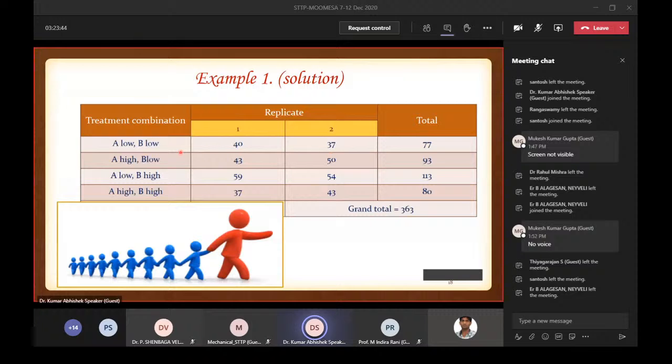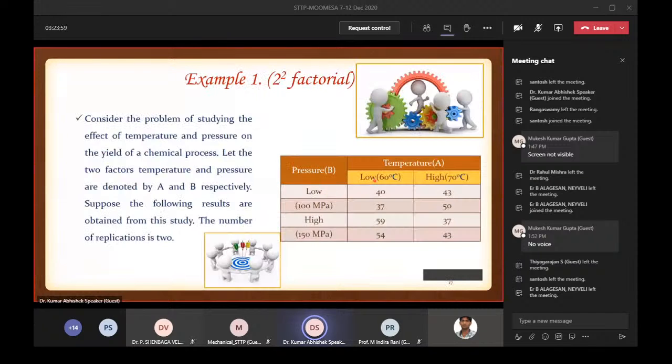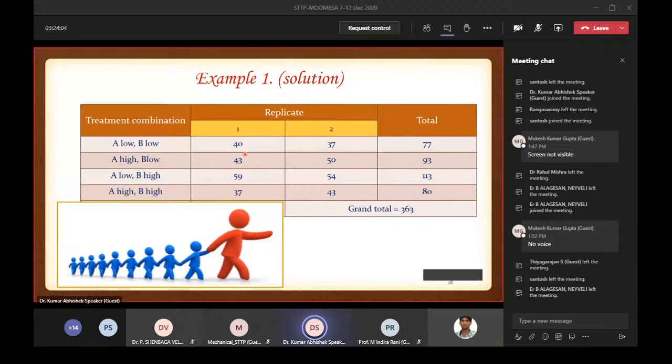This treatment can be explained in this way: A is low and B is low, and whatever the replicate yield has been given. As I have explained, if we have taken the low value of the pressure and the low value of the temperature, that is denoted by A, then the yield is 40. Similarly, you can represent it in tabular form. And if you look here, you can find that the total yield is 363.